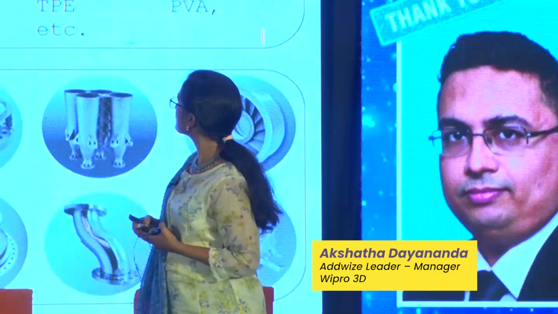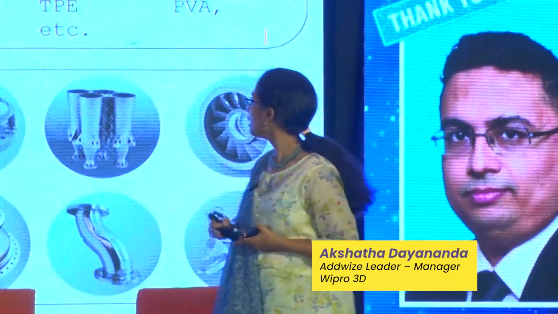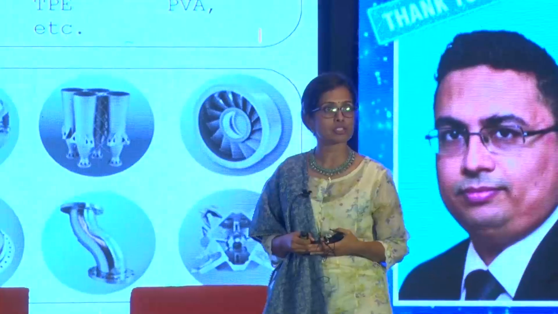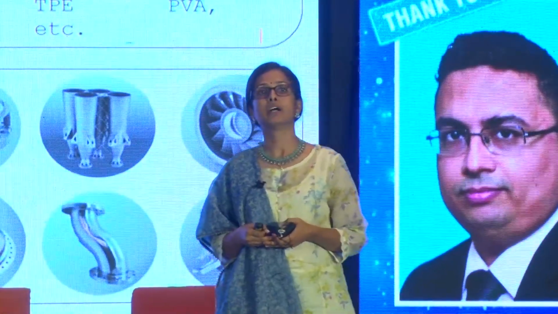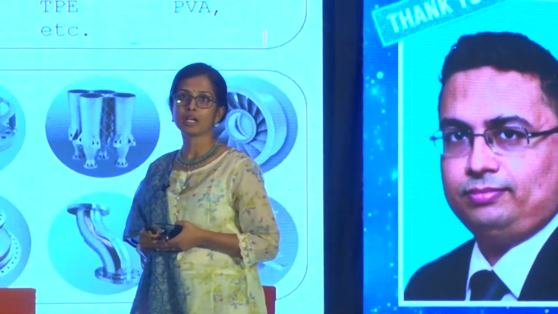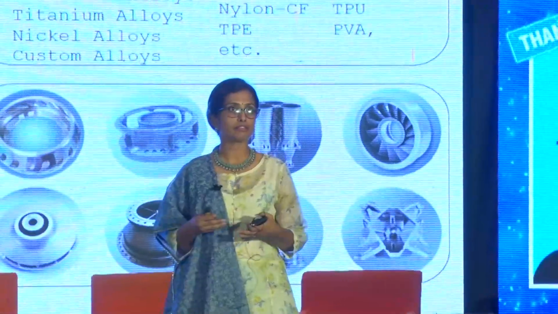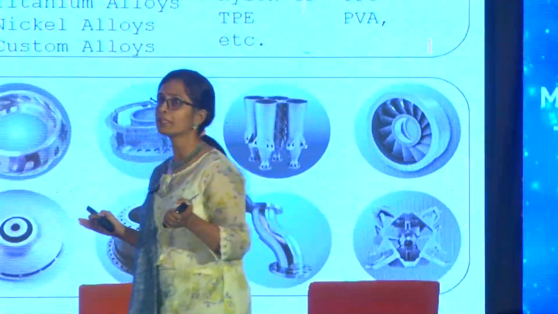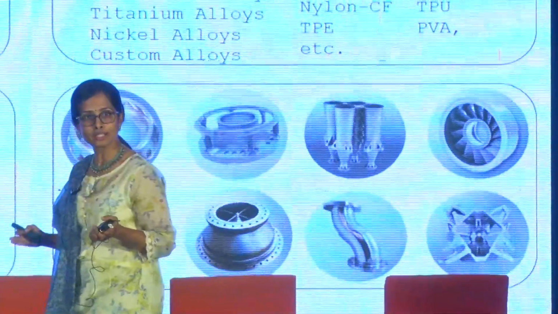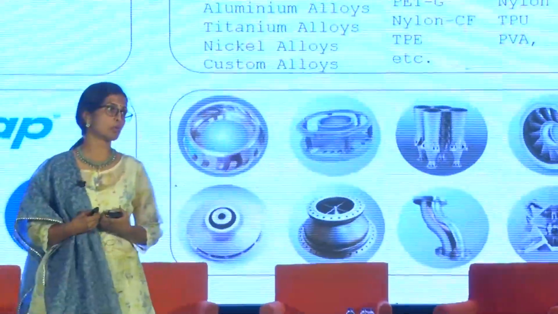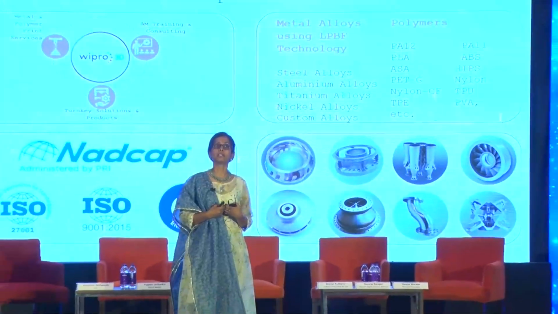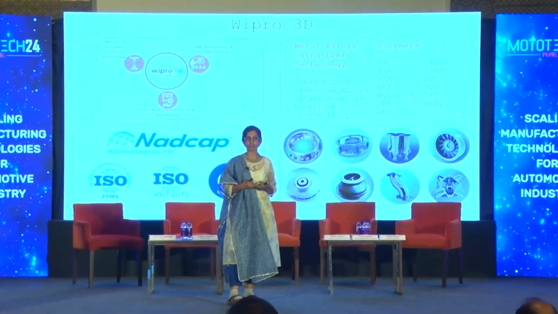The metals that we can print here are listed. Majorly four to five categories of metal alloys: steel, titanium, aluminium, and Inconel alloys. So these are the different things that we can print. In total, the technology is able to print about 30 different alloys, and at any time in Wipro 3D we will have the availability to print with about 15 different alloys.